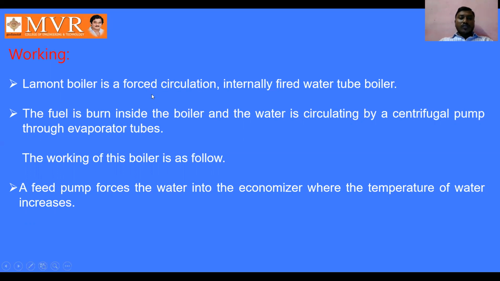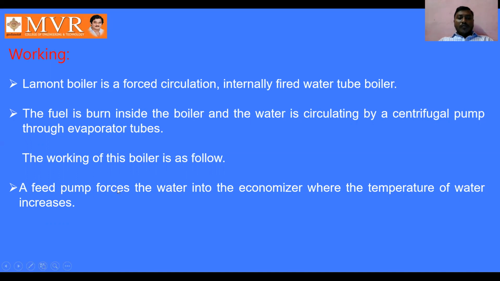Forced, why? Because we are using pumps for pumping the feed water into the boiler. Internally fired water tube boiler means the combustion is going to take place inside the boiler itself. The fuel is burned inside the boiler and the water is circulated by a centrifugal pump through the evaporator tubes. In the tubes, the water is going to be circulated here. The working of this boiler is as follows.